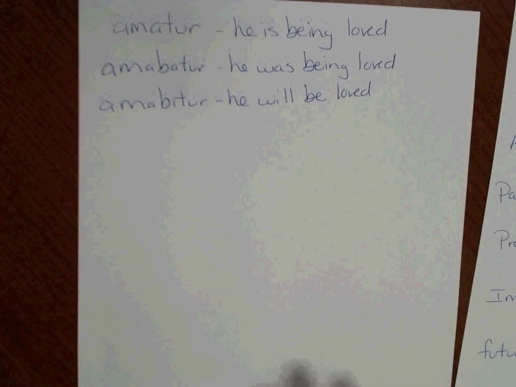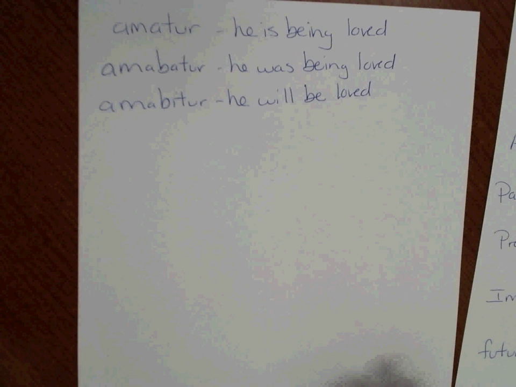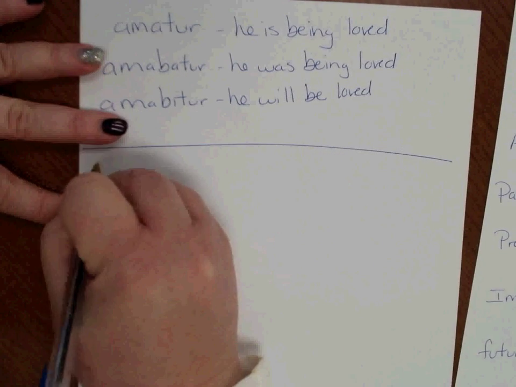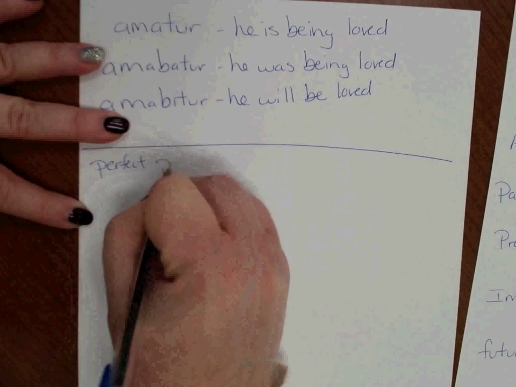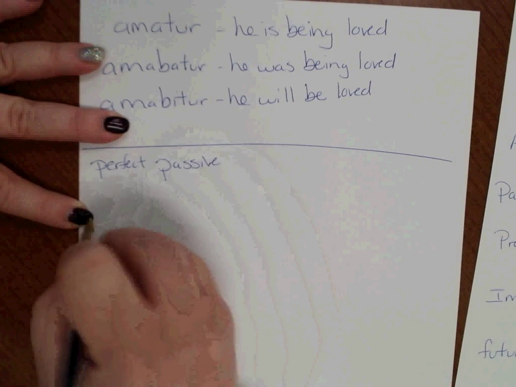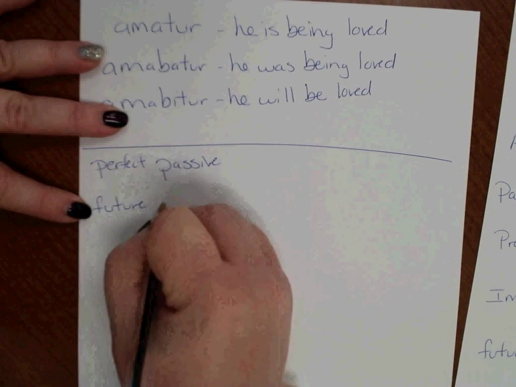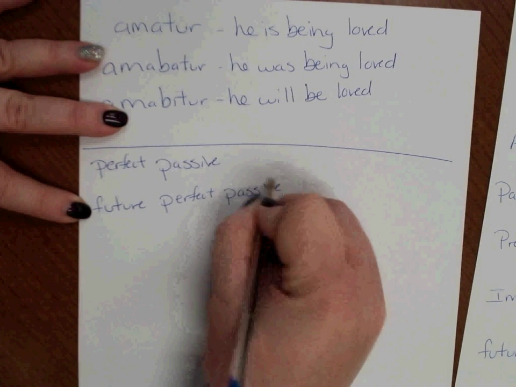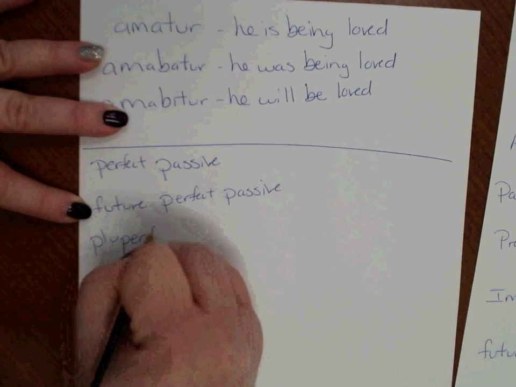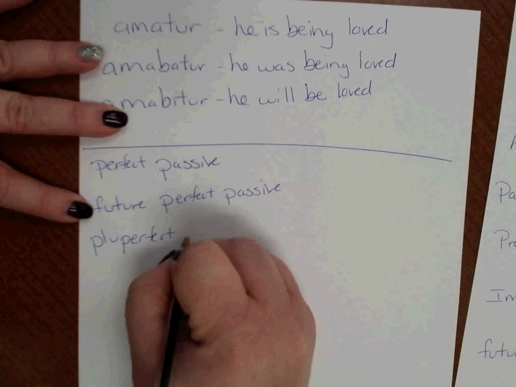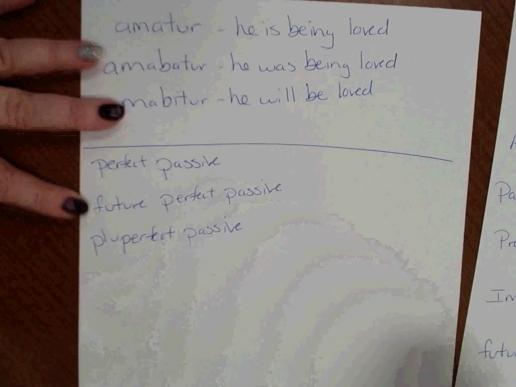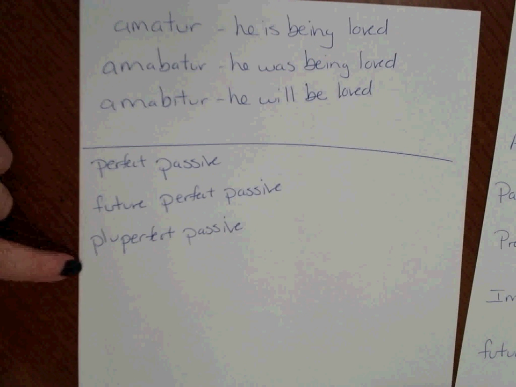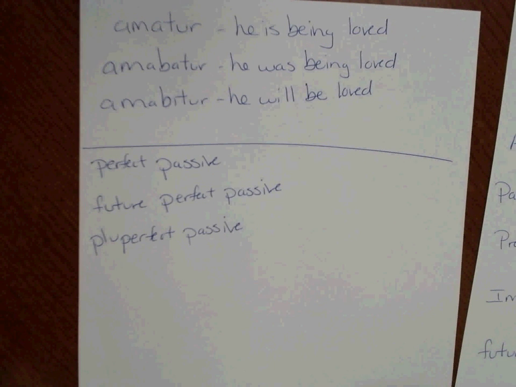So we've done half the tenses in the passive voice, but now we've got to do the other half of the tenses. So the other tenses that we need to learn are called the perfect passive, the future perfect passive, and the pluperfect passive. And you guys have actually learned these before, but they were in the active. Okay, so what I'm going to do is I'm going to stop, and I'm going to go get the notes for the 3 perfect system passives, and we're going to do those.